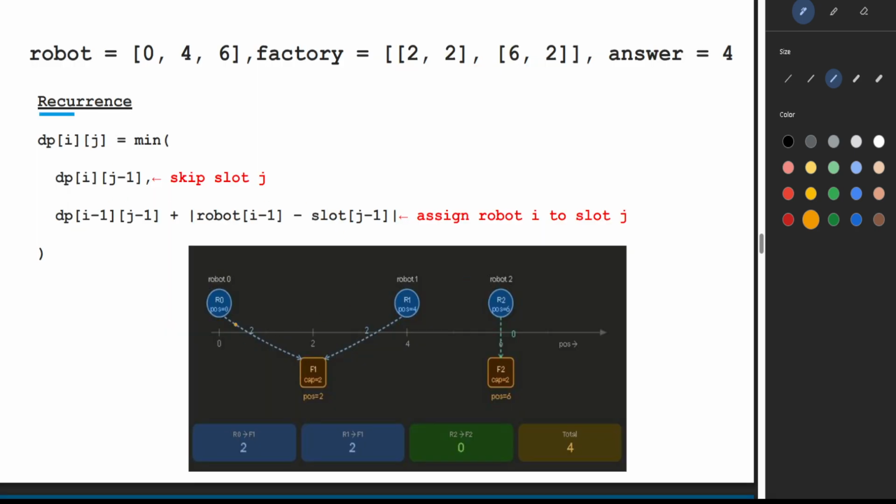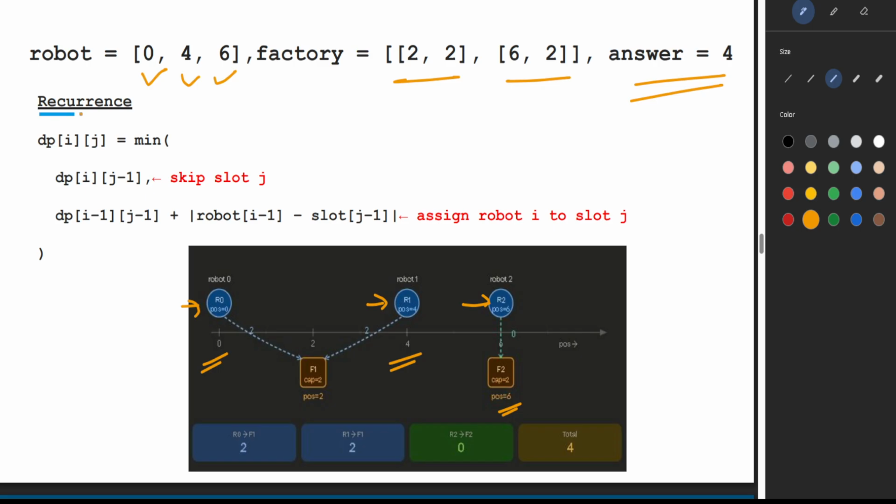So let's suppose that we have a straight line where we have these robots given. According to the example, they are at positions 0, 4 and 6. So we know that the robots are at 0, 4 and 6, and the factories we have are at 2, 2 and 6, 2, and our answer is 4.